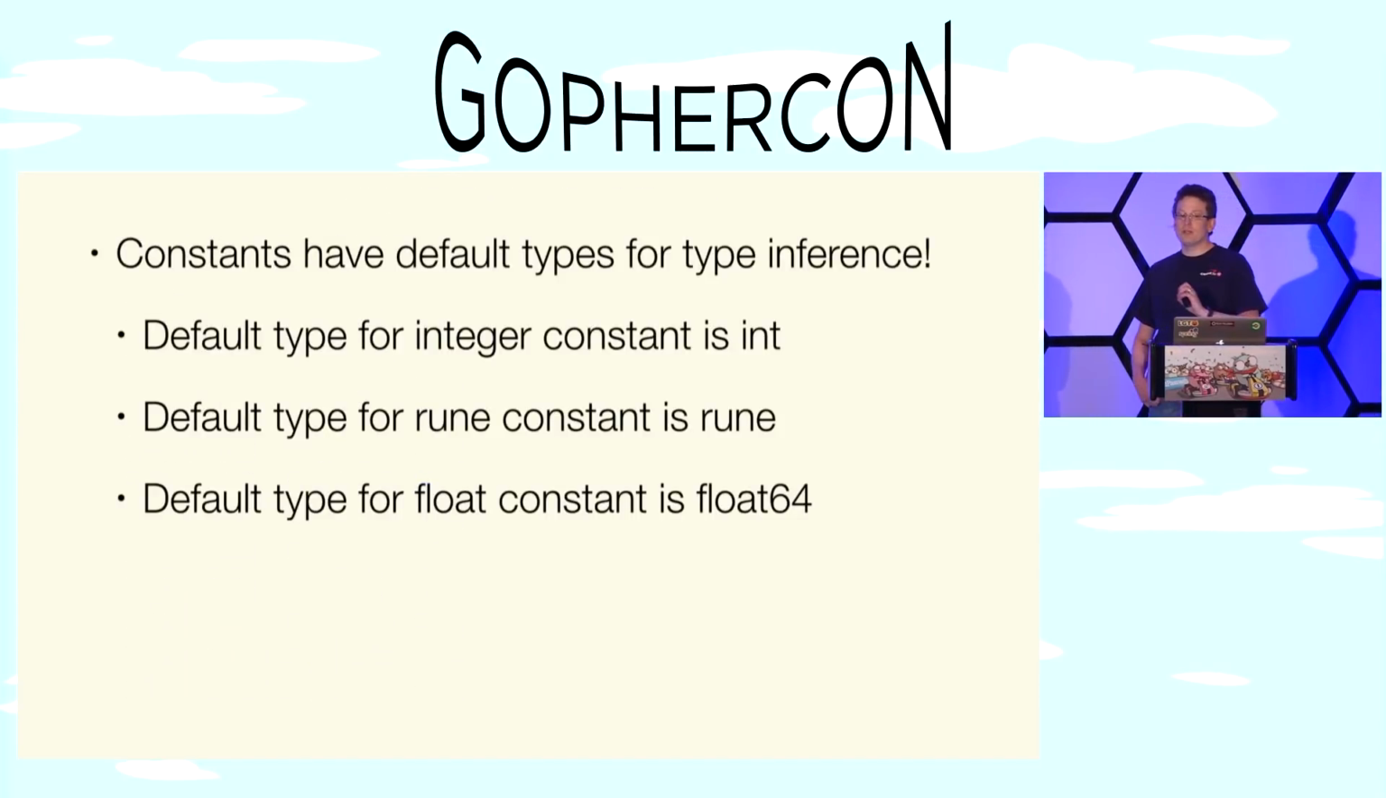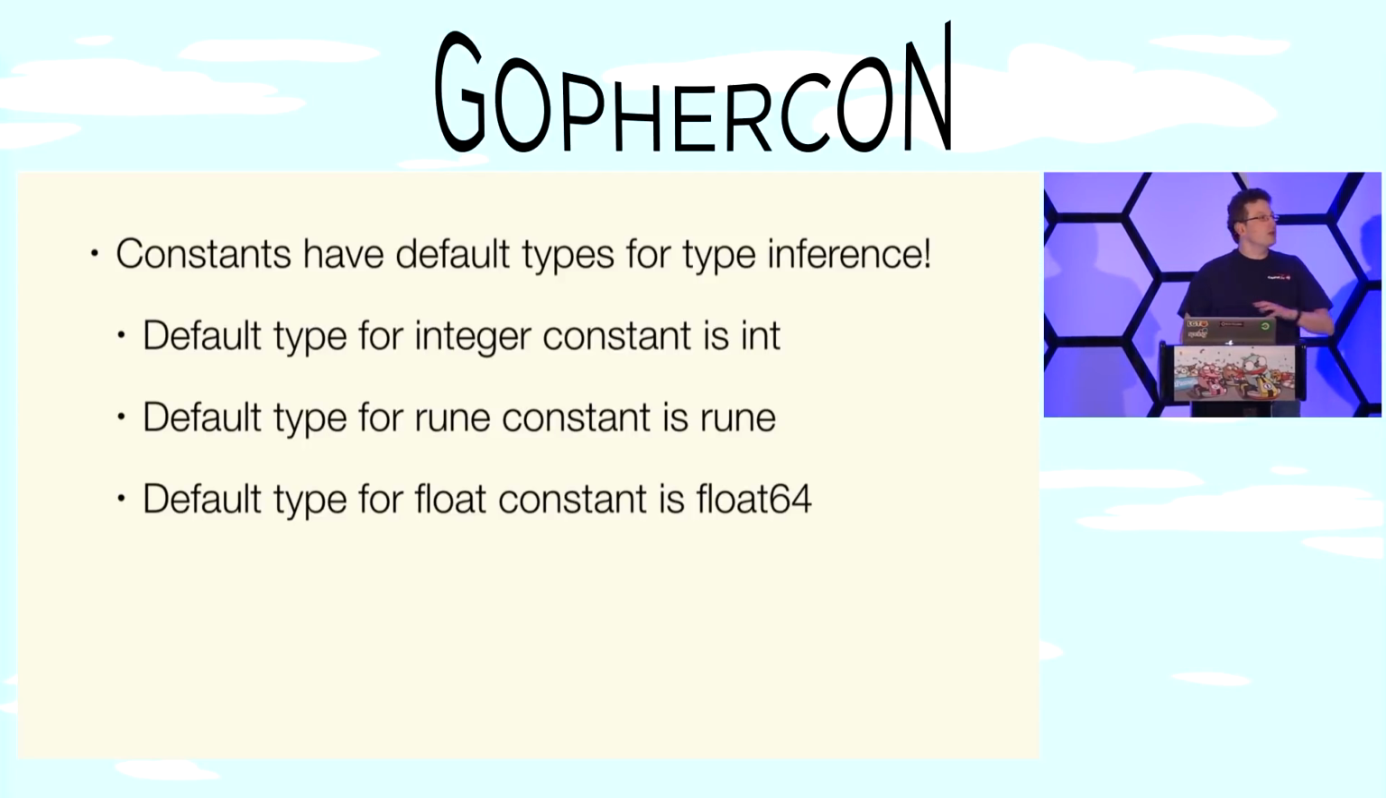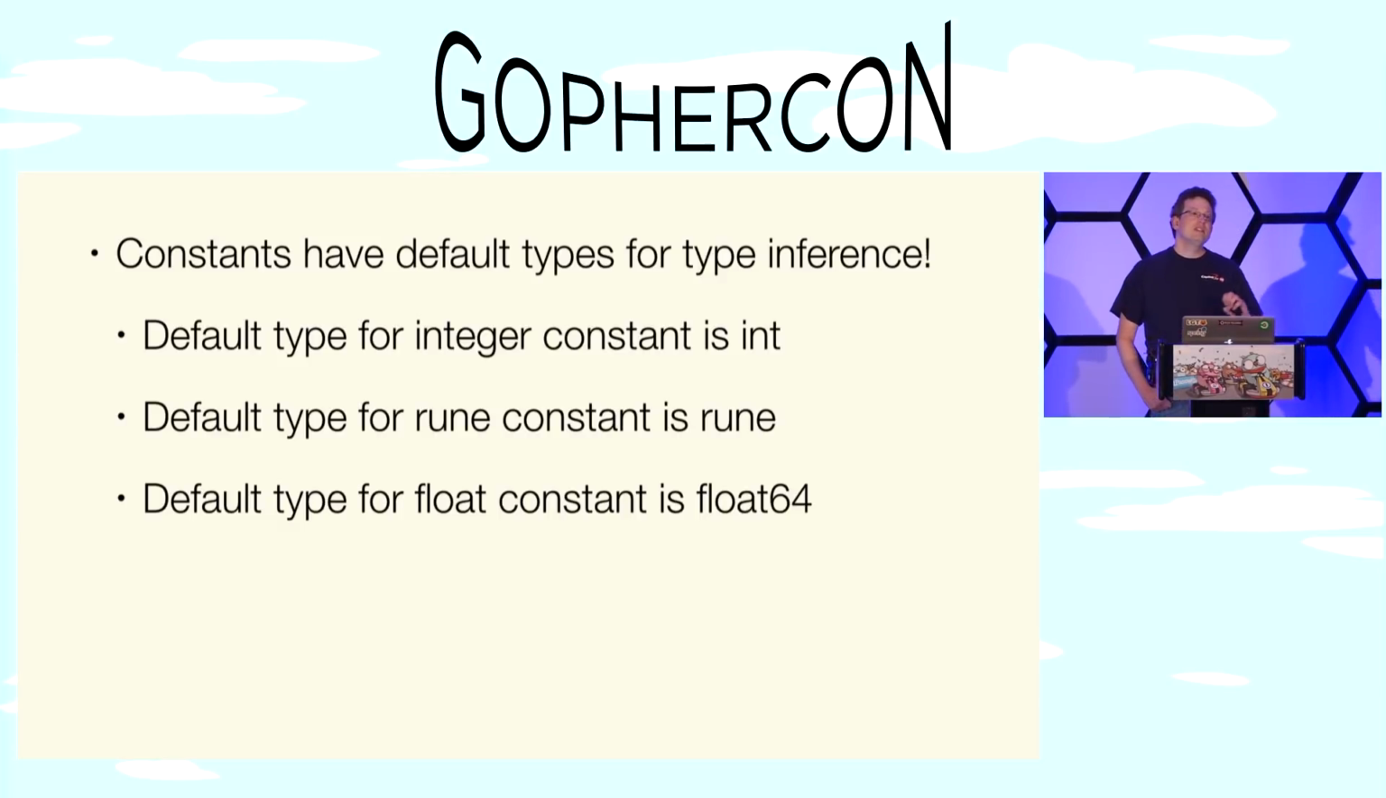But what happens when you use a constant with type inference? We write things like a := 0 all the time, and that 0 is a constant. If those integer constants don't have a type, how can Go infer what type you assign to a? Even though constants don't have a specific type, they do have a default type that gets fallen back to in cases of type inference. So in the case of integer constants, the default type is, not surprisingly, int. For runes, the default type, again not surprisingly, is rune. And for floats, the default type is float64.